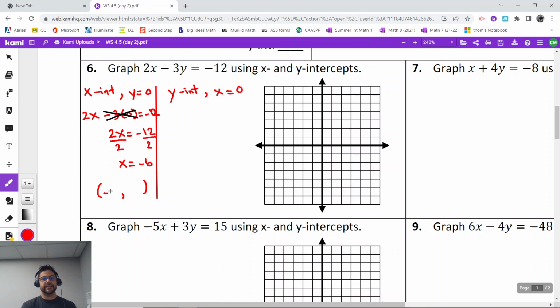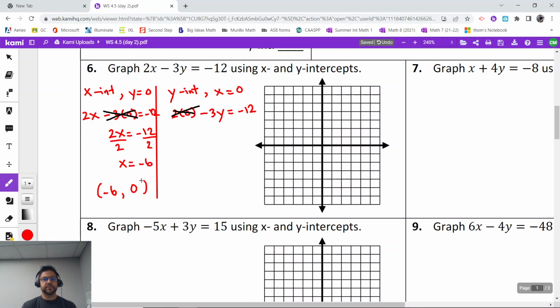Correct order is -6, 0. Remember, this is a separate ordered pair. Do not try and combine them at all, which is why we put that line segment there to separate our 2 thoughts. All right, solving for the y-intercept. Be careful of your negative sign, please. 2 times 0, subtract 3y is equal to -12.